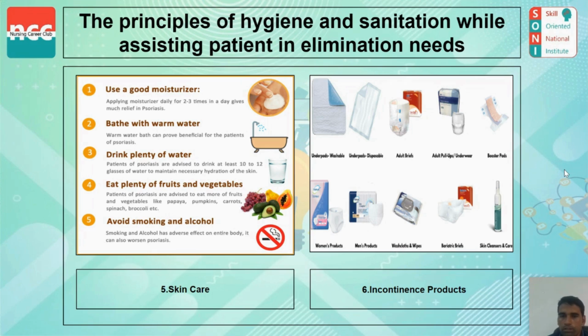Now we will talk about incontinence products. There are several products which are related to incontinence, such as women's products, men's products, washcloths and wipes, skin cleaners and care, booster pads, adult pull-ups, underwear, adult briefs.